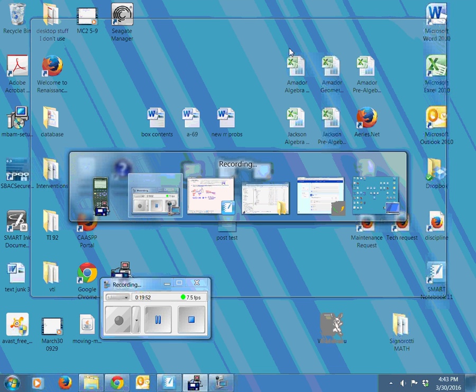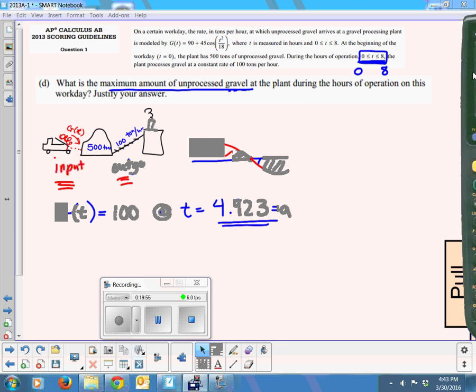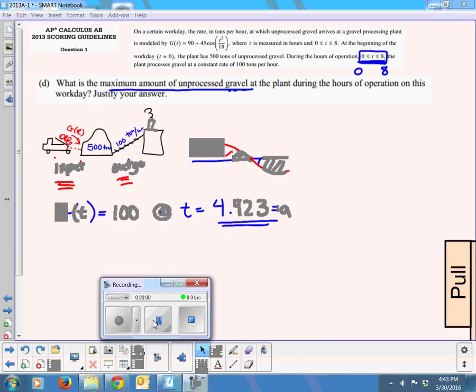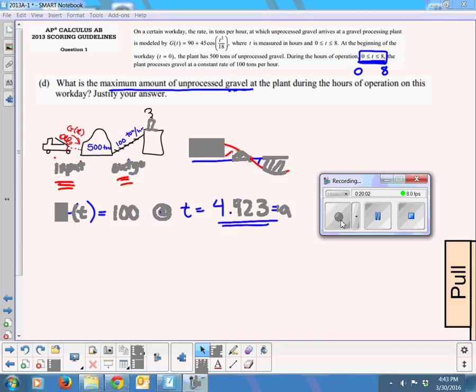Okay, maybe if I kill the calculator, maybe the calculator's screwing it up. Sorry about this, guys. Hopefully you're getting a snack or something right now. Let me exit and save state. Sorry about that. It seemed not to like the calculator, so I had to get rid of that, and we'll see if I'm able to pull it up again.